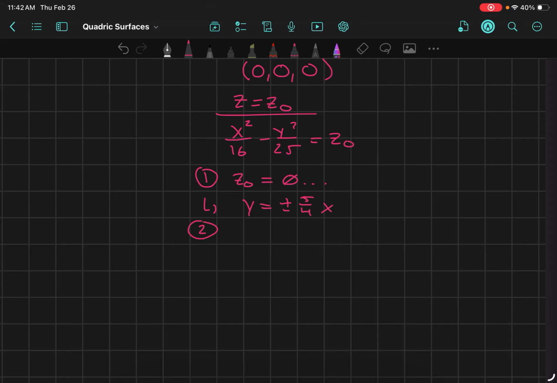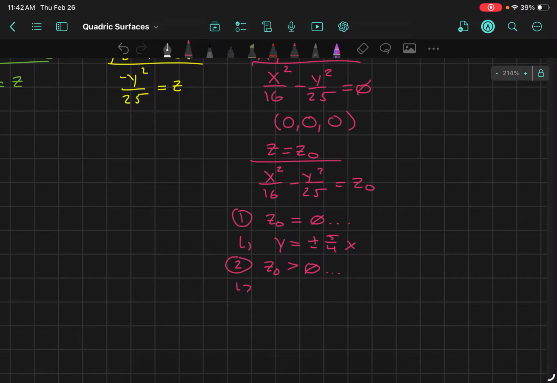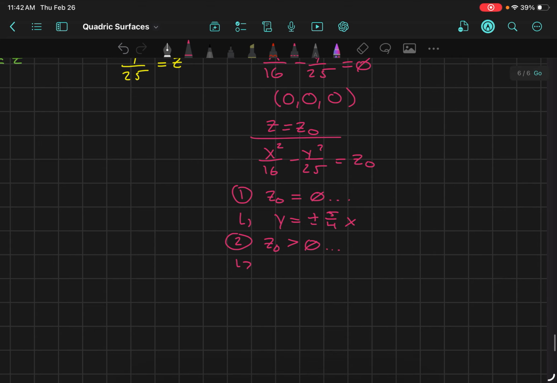Number two, our second case is when our z naught is greater than 0. If that is the case, then we essentially have a hyperbola that opens in the x direction. So let's just write that down: hyperbola opens x.